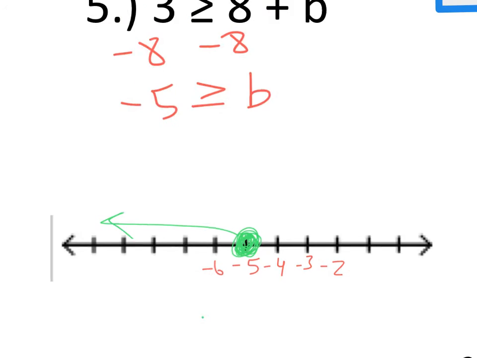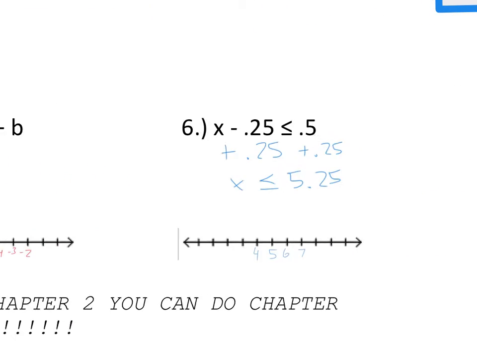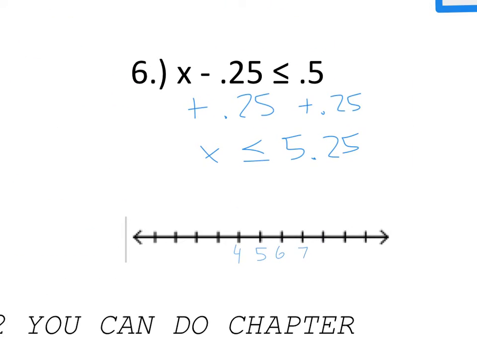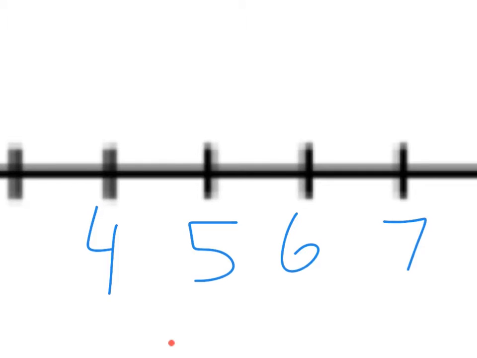Okay, and then the next problem we have here, you notice it's solved the exact same way. We have add 0.25 to both sides, x is less than or equal to 5.25. So notice it's or equal to. So we're going to put a closed dot at 5.25, which is a fourth of the way. So a fourth of the way would be right about here. Here's halfway, and a fourth is half of that. So we go a fourth of the way there. It's a closed dot because x is less than or equal to.